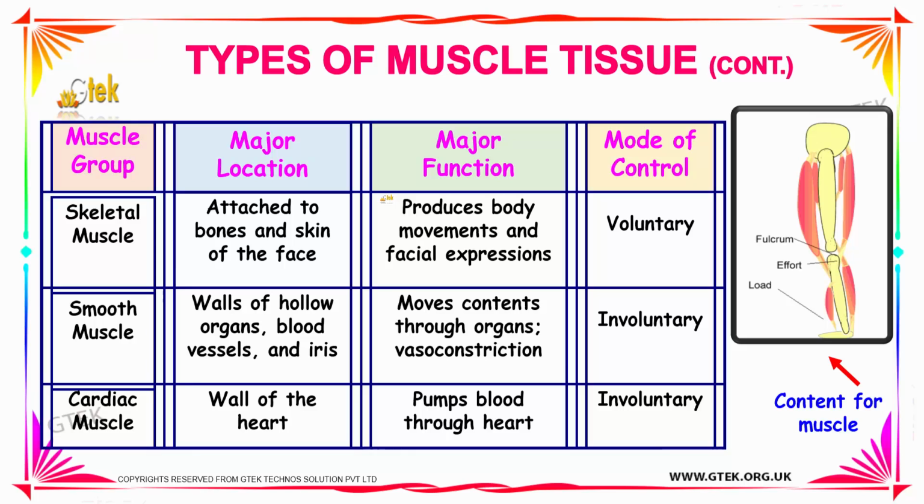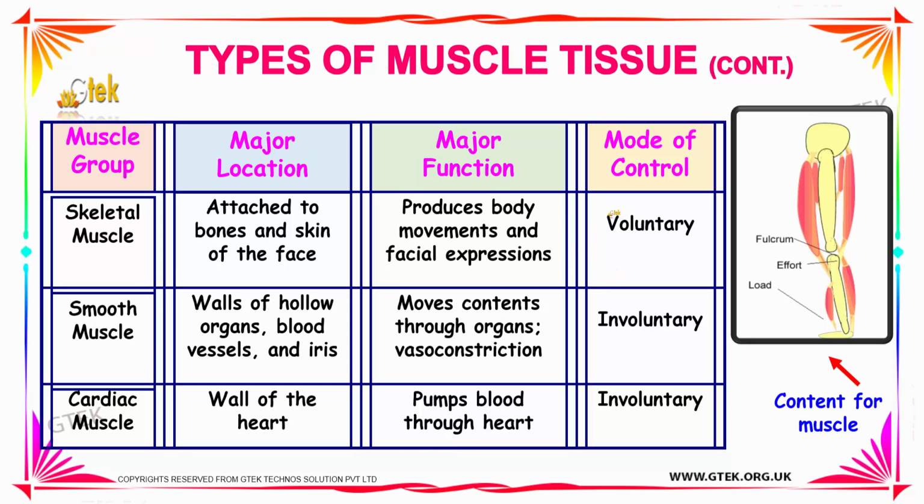Some of the major functions of your skeletal muscle is it produces the body movements and facial expressions, whereas your smooth muscle moves contents through organs and does vasoconstriction. Your cardiac muscle will pump blood through the heart, so it helps in pumping the blood.